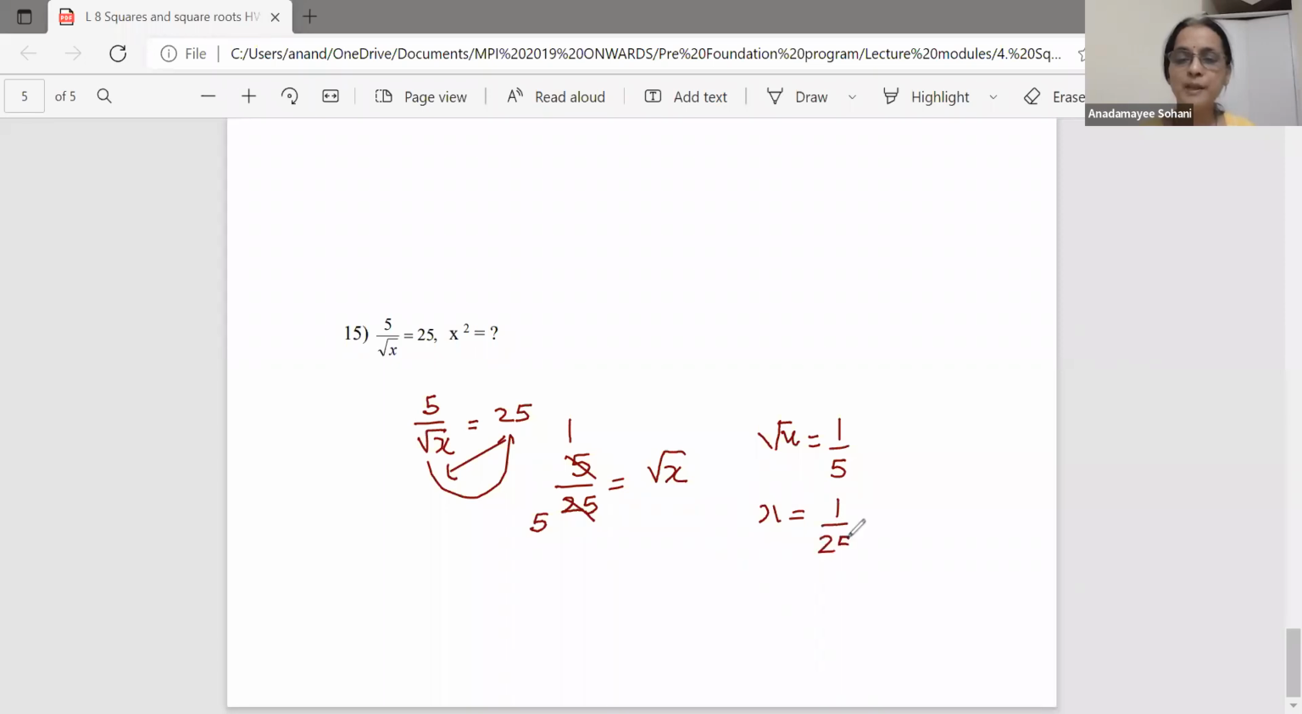And what are they asking? They are asking x square. So I'll have to again square this. So 1 square will remain 1 and 25 square will become 625. So the final answer is 1 upon 625. Okay, so root x is 1 upon 5, x is 1 upon 25, and x square will be 1 upon 625. These were the problems for today.